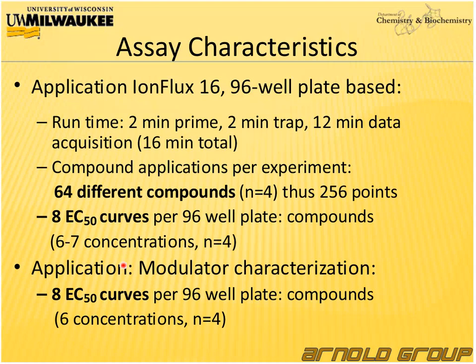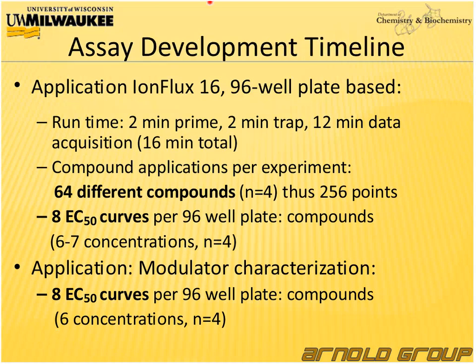For our modulator assay, we are also using the 96-well plate. Here we can have all the different alpha subunit-containing receptors in one plate. These are 6, but we still have 2 left, so we can actually have 8 response curves at a concentration of 6 with 4 replicates.